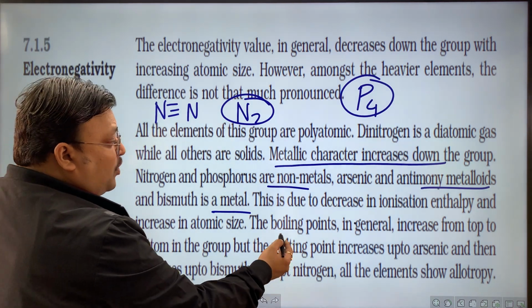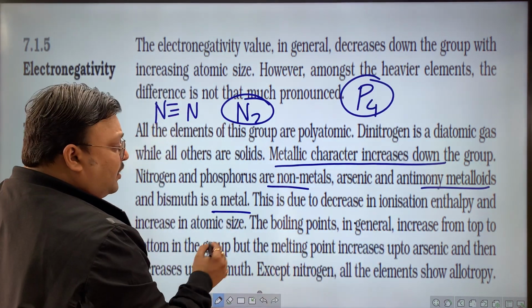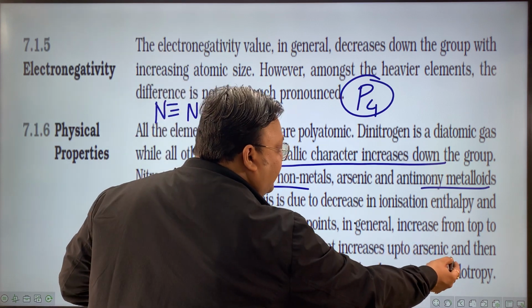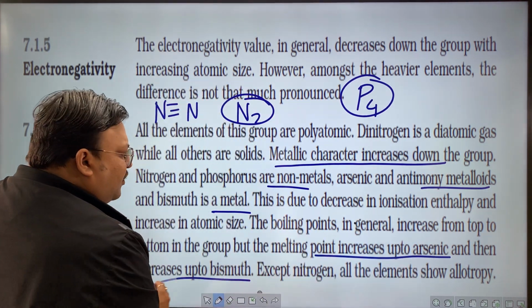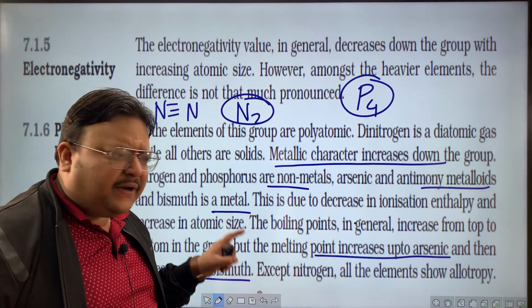Now this is again important. Boiling point increases from top to bottom, but the melting point increases up to arsenic and then decreases. So it's there in the table, and it's explained here as well.